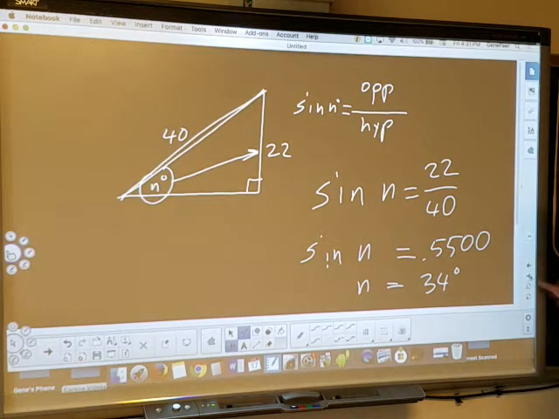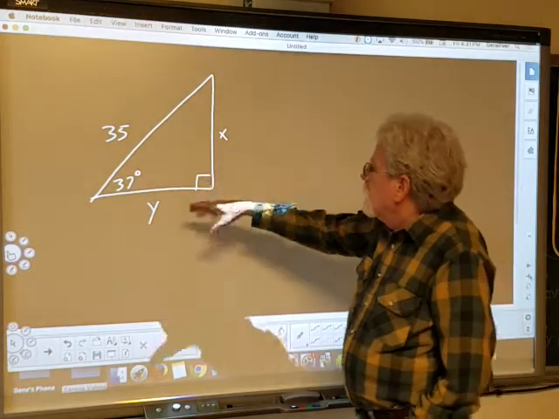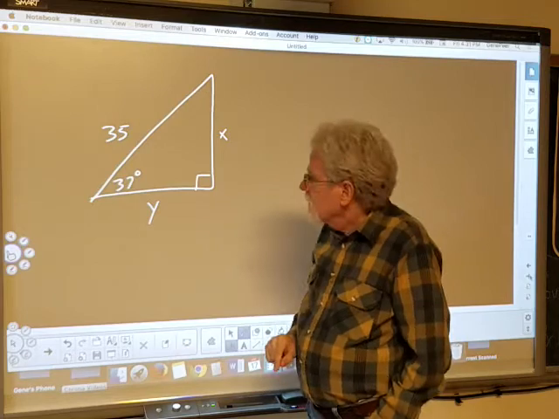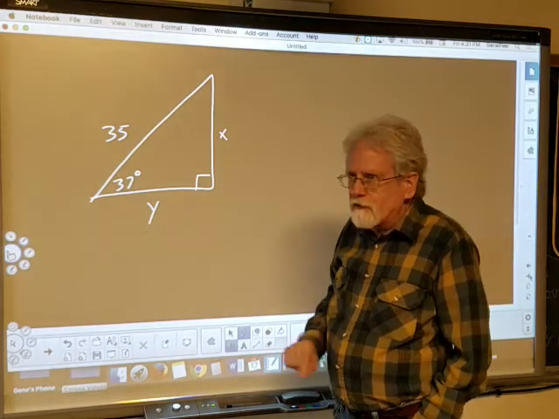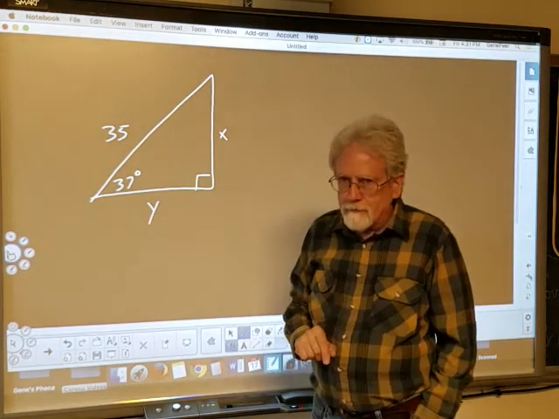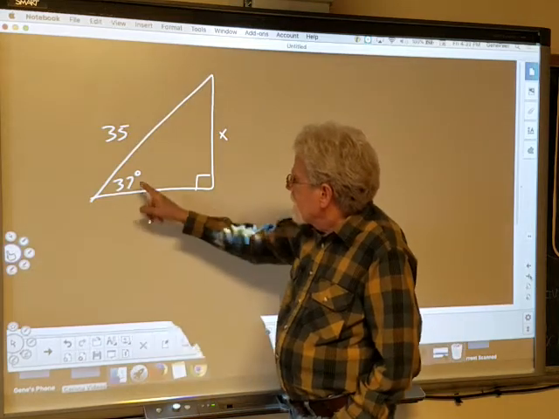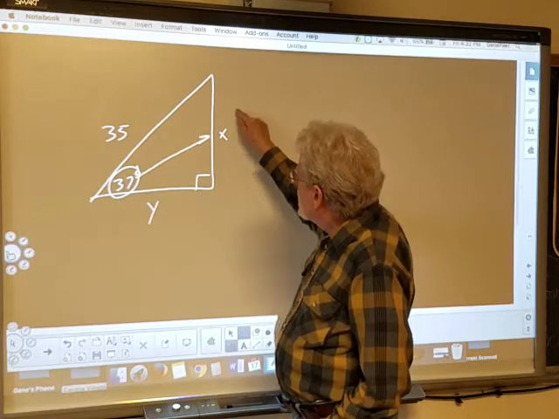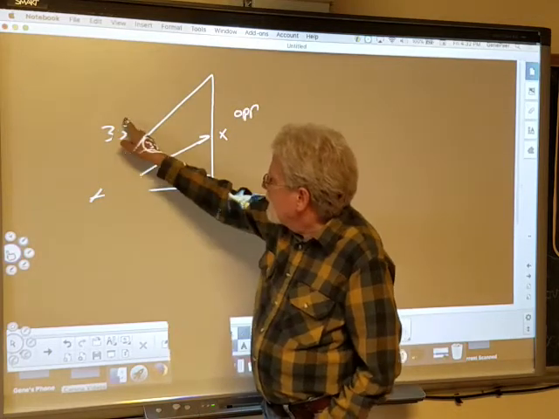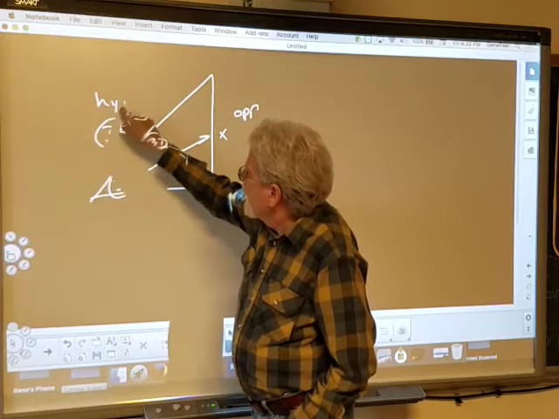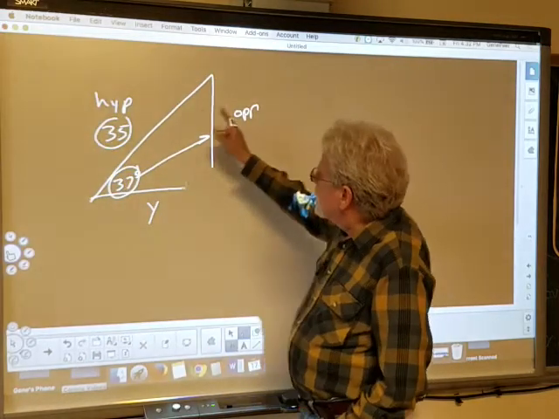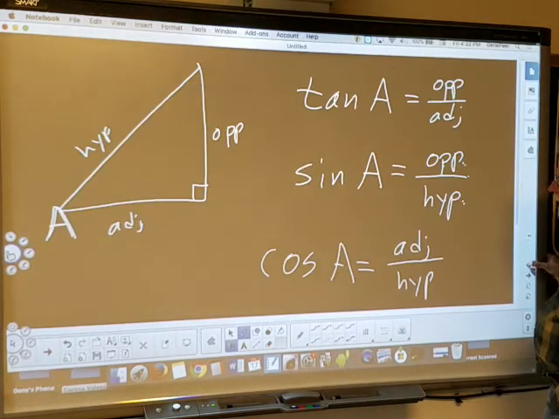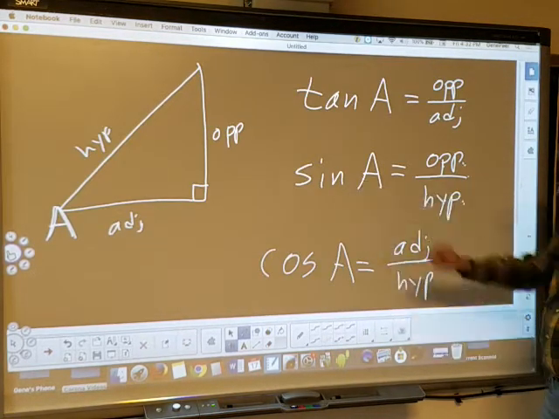Not so bad. Same story here. Oh no, this is easier actually. This time we're looking for both x and y. I can't use tangent because I don't know either one of these. So what am I going to use? Here's my angle. Let's get x first. What is x? That's the opposite. And here I have the hypotenuse. Who uses opposite and hypotenuse? Yes, you go back here a couple screens and you find out that opposite over hypotenuse is sine. We're going to use sine.